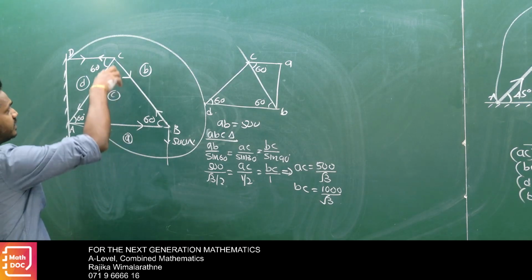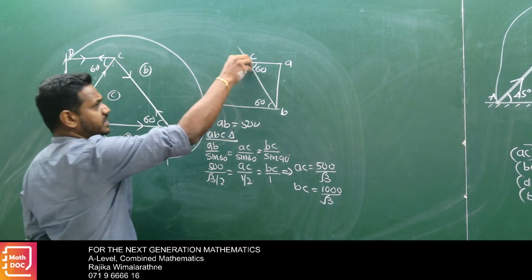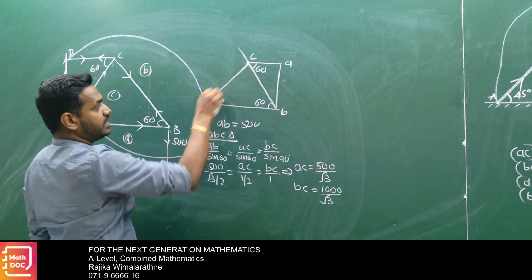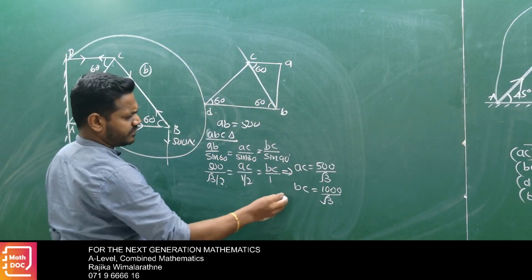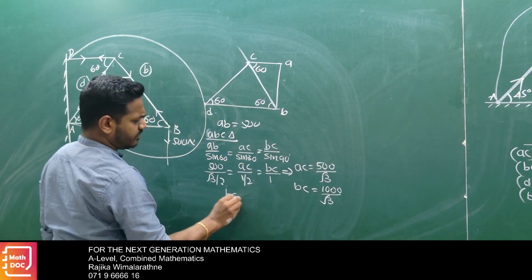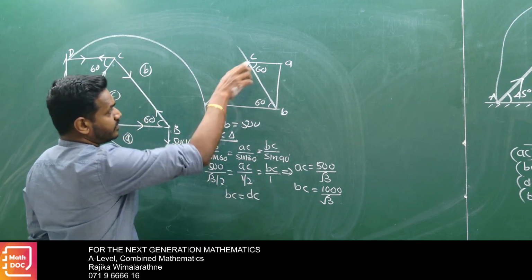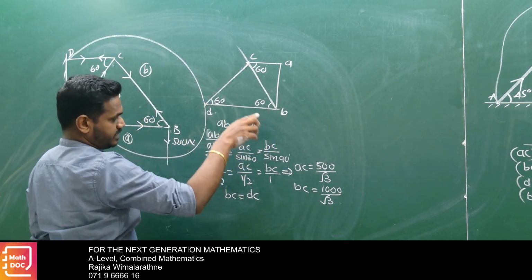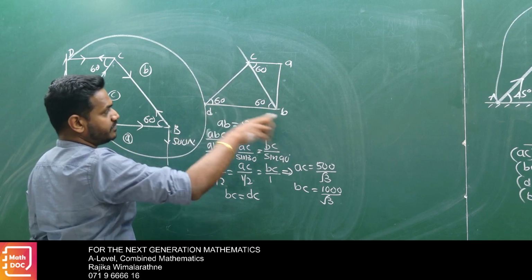Then here BC, DC, BD same, no? BC, DC, BD same.